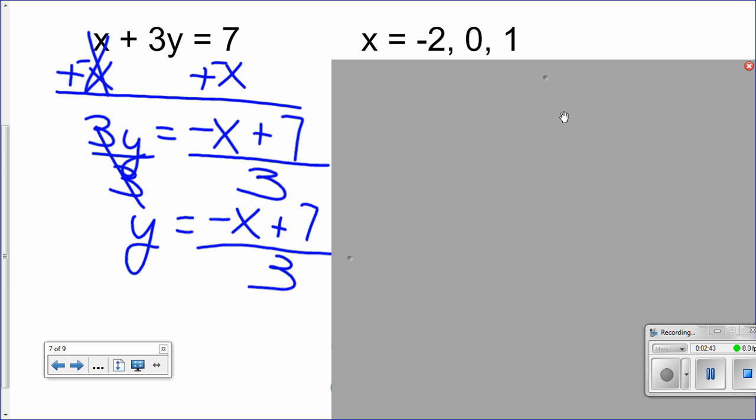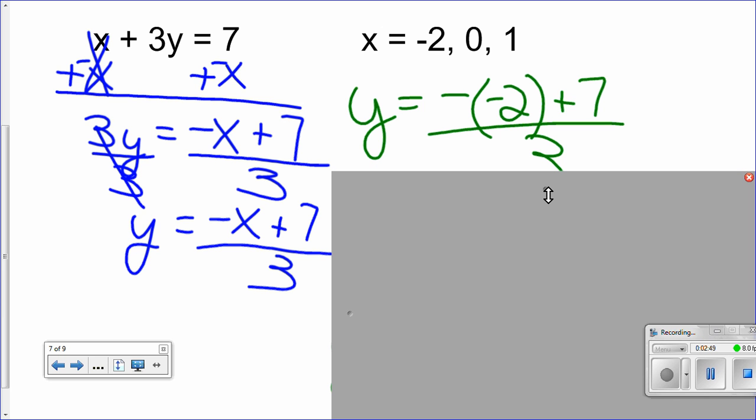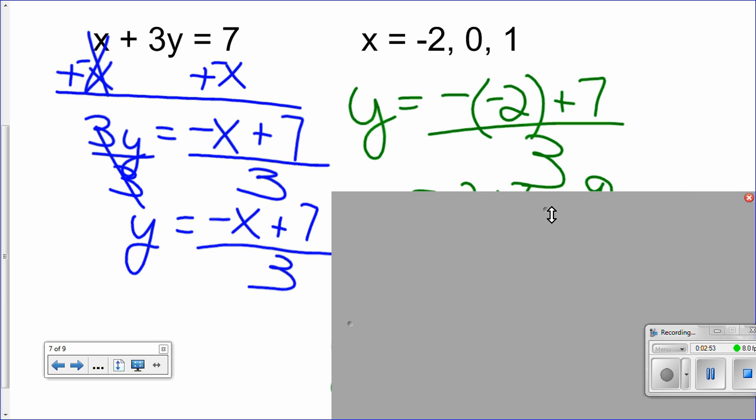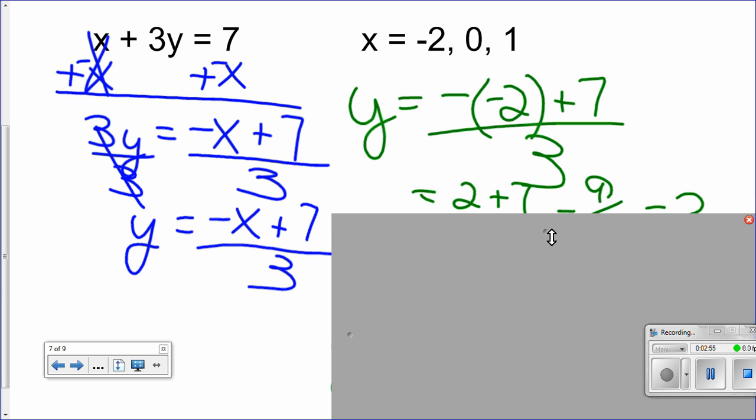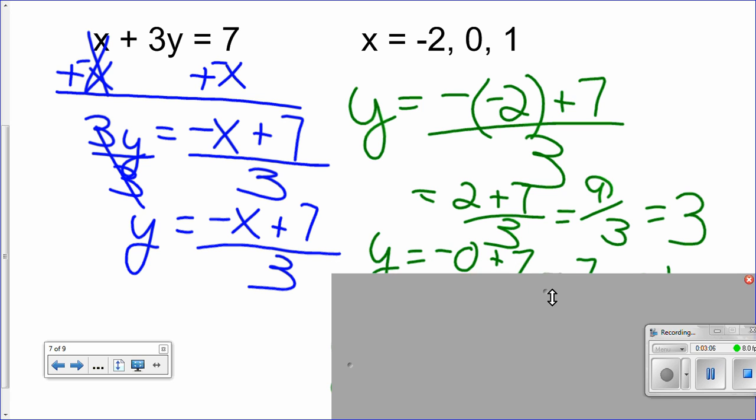Your next step is going to be to substitute in -2 for x. And here we get y equals the opposite of -2 plus 7 divided by 3. The opposite of -2 becomes 2 plus 7, which is 9, all divided by 3, and your answer should be 3.